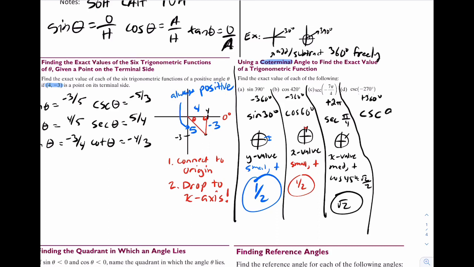And the last one, negative 270, let's add 360 there. So you get cosecant of 90. So 90 degrees is a cool one, that's right there at the top. So we want the y value, and the y value at the very top, we should know that's just 1. And if you flip 1, you get 1. So that is the answer. And we're done.